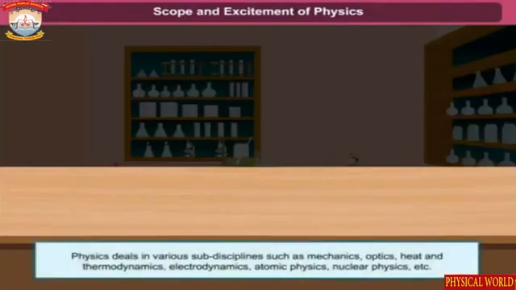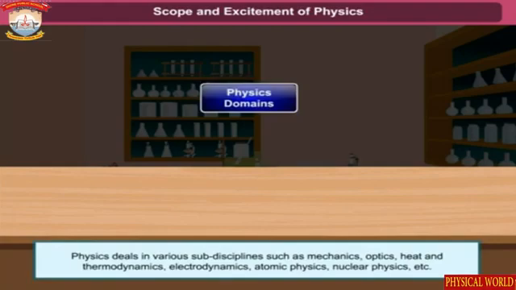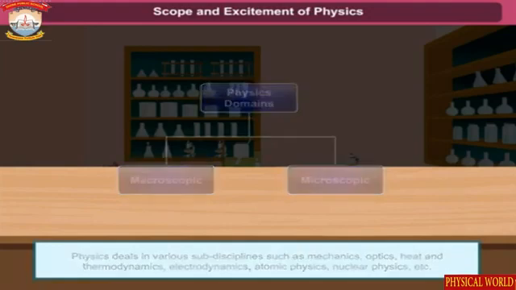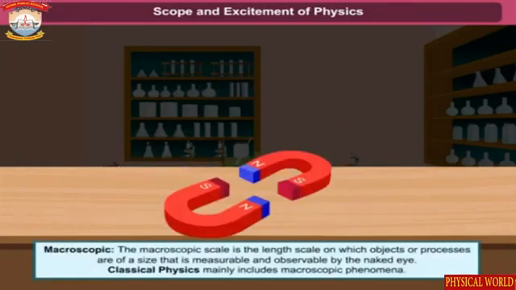Now, the scope and excitement of physics. Physics deals with various subdisciplines such as mechanics, optics, heat and thermodynamics, electrodynamics, atomic physics, nuclear physics, etc. Basically, there are two domains of interest: macroscopic and microscopic. Macroscopic: the macroscopic scale is the length scale on which objects or processes are of a size that is measurable or observable by the naked eye.